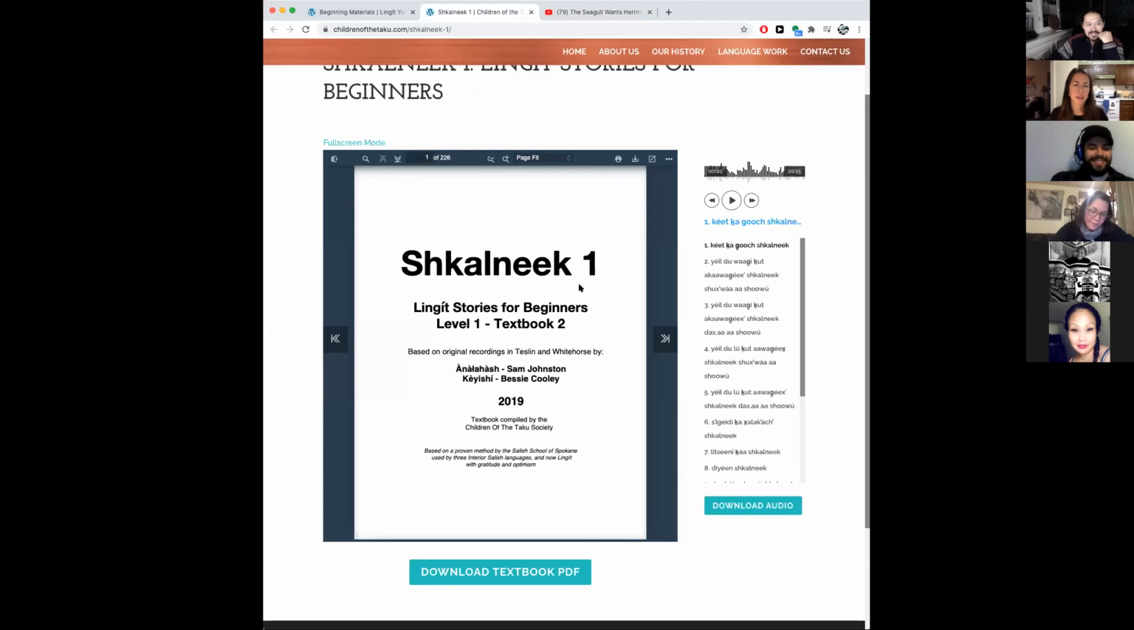There's also this shkachnik one. So this is the children of the Taku society. And so they're out of Atlin and Whitehorse. So Atlin is where they're based out of, but a lot of them live in Whitehorse. Their teaching methodology is a lot of different things, but one part of it is sort of getting these shorter narratives and memorizing the entire thing and being able to recite it. So definitely check out this text.